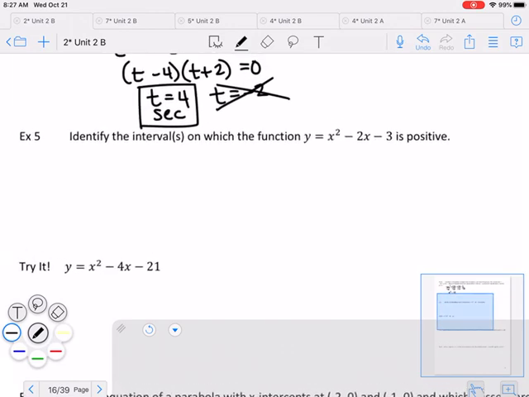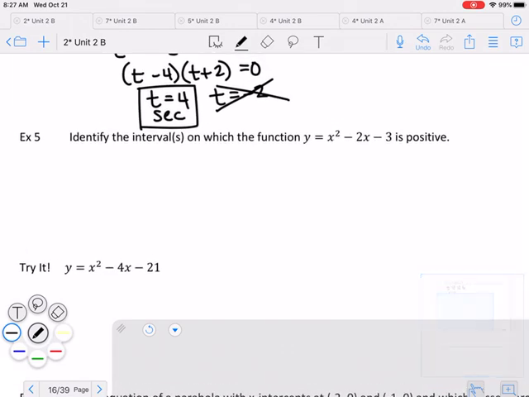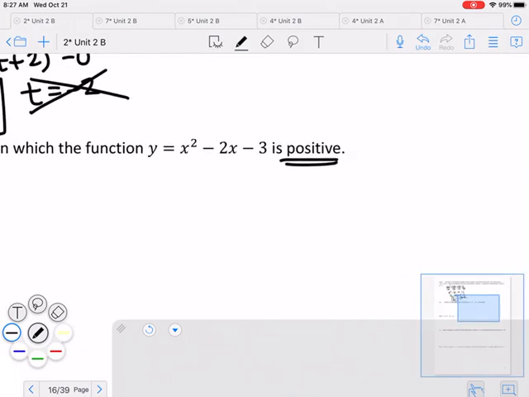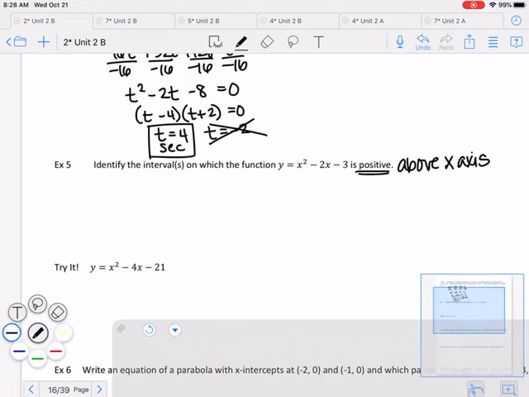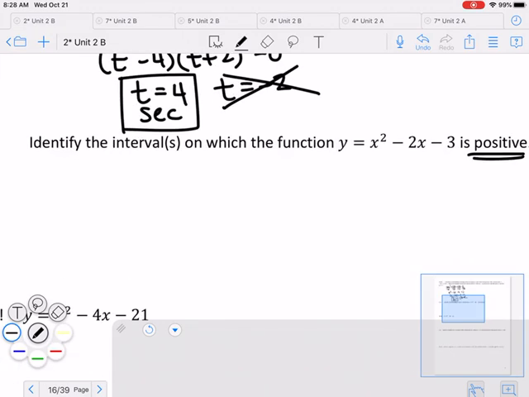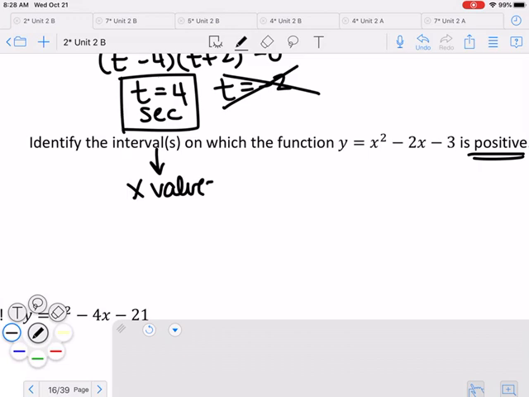Example 5. Identify the intervals on which the function is positive. This goes back to what we did in chapter 1. Positive means above the x-axis. So we want to identify the intervals. That means the x values where this parabola is above the x-axis.